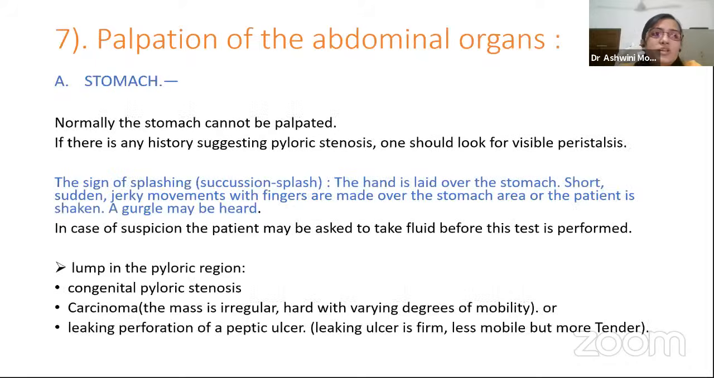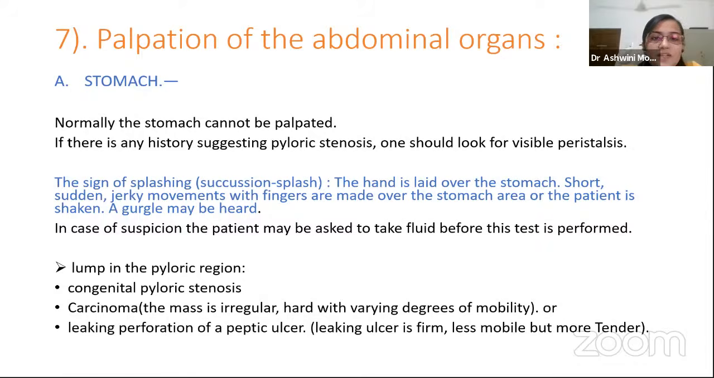The seventh point of palpation is, after all this, we have to palpate all the abdominal organs as important. In particular cases like in a thalassemia patient or in a chronic alcoholic patient having any chronic liver condition, or any patient we are suspecting of pancreatic carcinoma or so, we have to palpate a few organs like stomach, gallbladder, liver, colon, pancreas, spleen. These are the important organs to palpate. So how to palpate these organs? Stomach is normally not palpable. But if there is any history suggestive of pyloric stenosis, one should look for the visible peristalsis, as I have shown in the inspection.